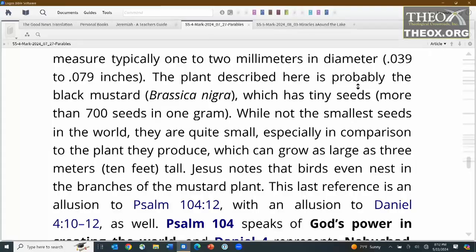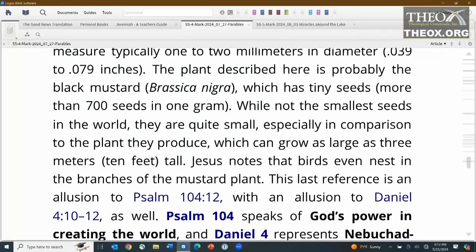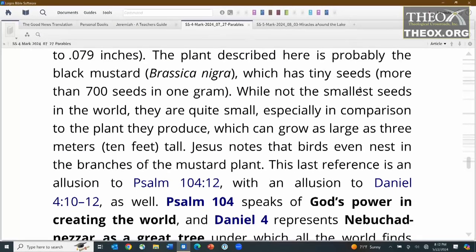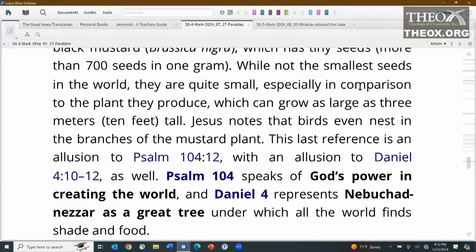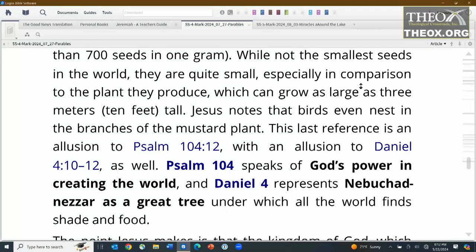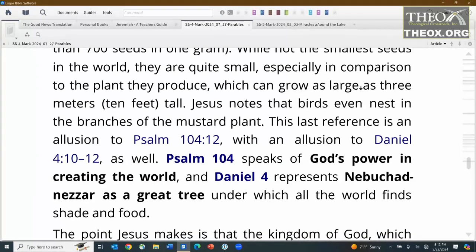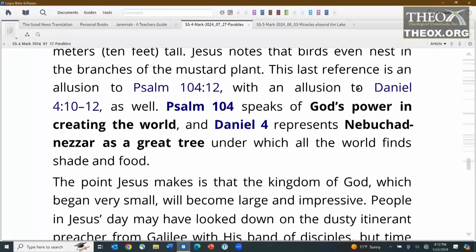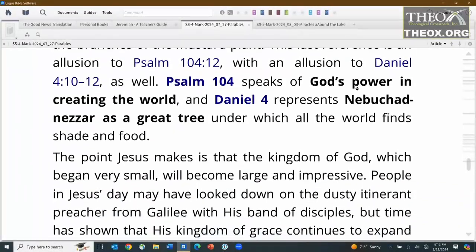Jesus notes that the birds even nest in the branches of the mustard plant. This last reference is an allusion to Psalm 104, verse 12, which in turn was another allusion to Daniel 4, verses 10 through 12 as well. Psalm 104 speaks of God's power in creating the world, and Daniel 4 represents Nebuchadnezzar as a great tree under which all the world finds shade and food.